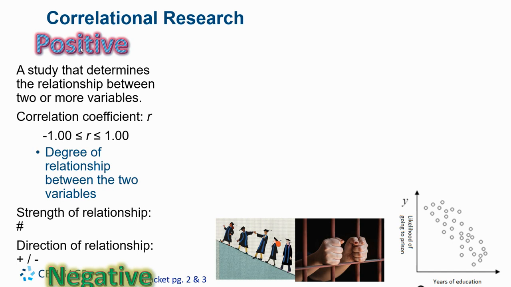This isn't necessarily a causal relationship. One thing doesn't cause the other, but the relationship is absolutely there. We've measured it over and over again, and this is a negative correlation. As one variable goes up, your schooling, the other variable goes down, the chances that you end up in jail, and vice versa.